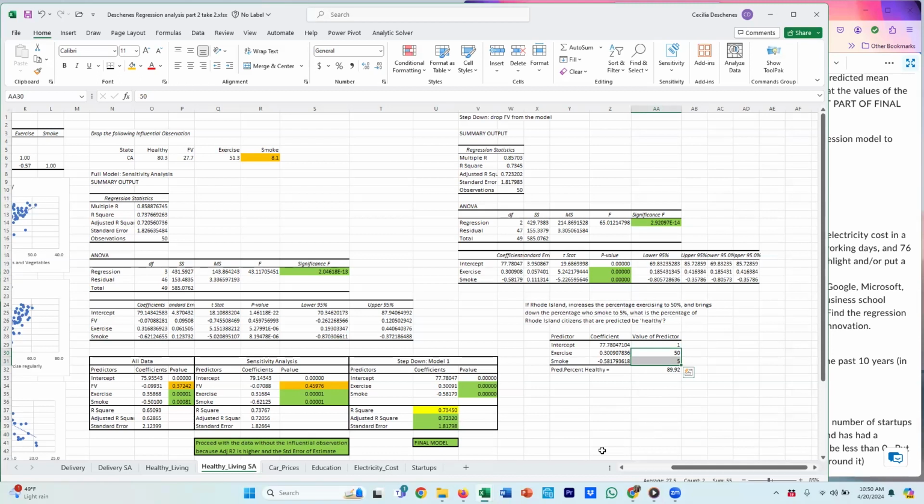You can stop if you don't want to do the extra credit, but you know, extra credit is extra credit, and you might want to do it. So how do we do this?